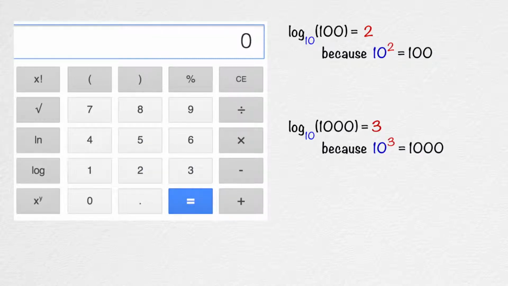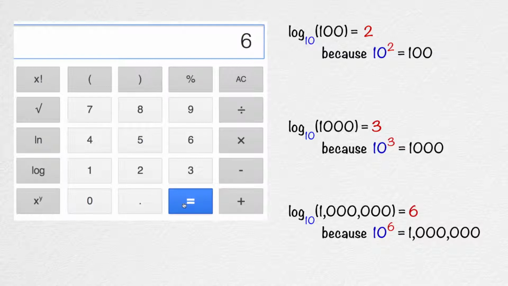Now let's do, for example, log of, say, 1,000,000. A million has 6 noughts. 1, 2, 3, 4, 5, 6. That's log of 1,000,000. What's that going to be? 6. Brilliant. And that's exactly what you expect. Log to the base 10 of 100 is 2. Log to the base 10 of 1,000 is 3. And log to the base 10 of 1,000,000 is 6.